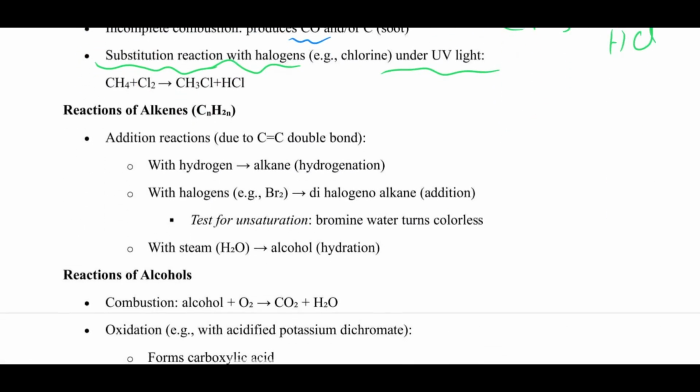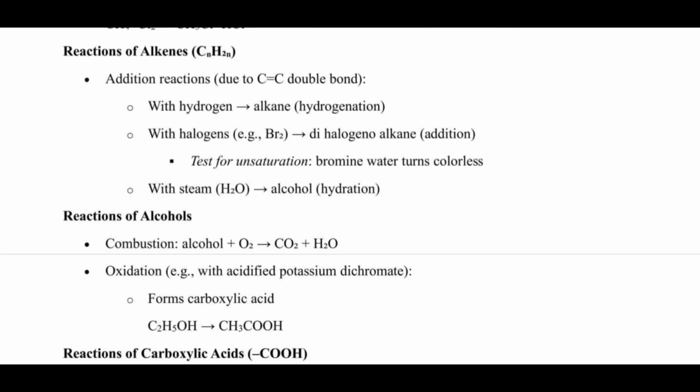Now let's see the reactions of alkenes. First reaction of alkenes, I have already told you: whenever they react with oxygen, you are going to get carbon dioxide and water. This is the same as alkanes. Now let's see some new reactions.